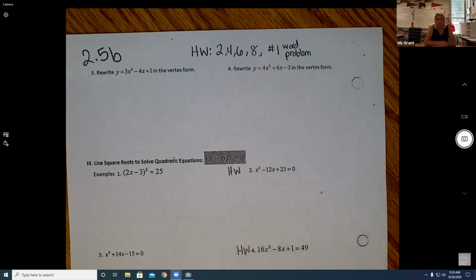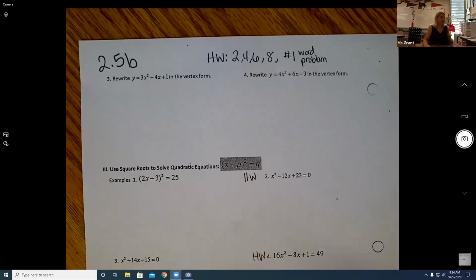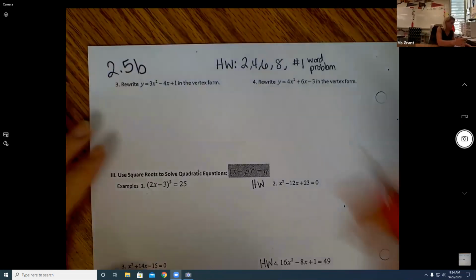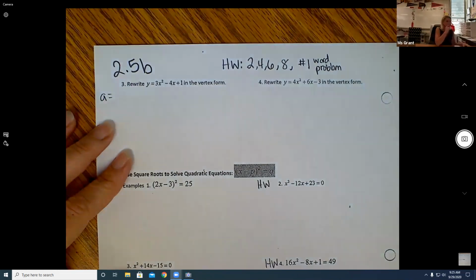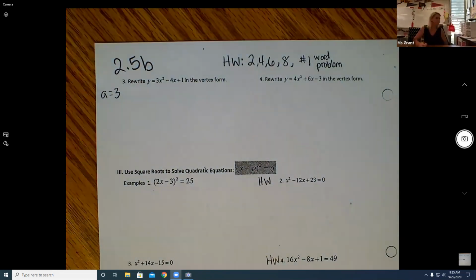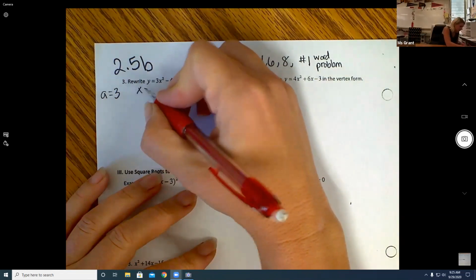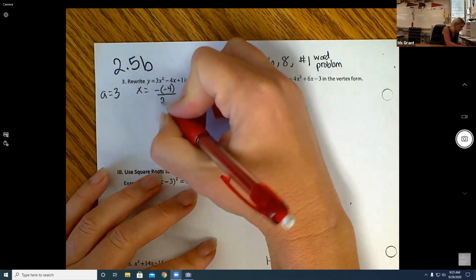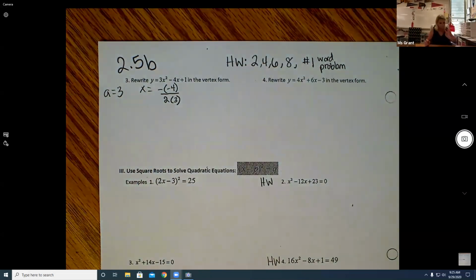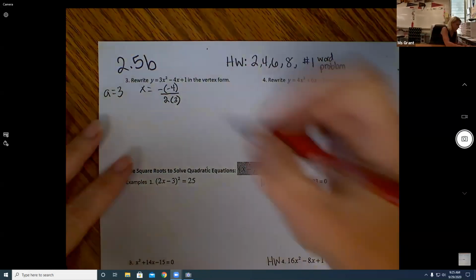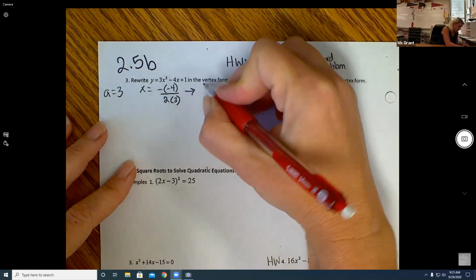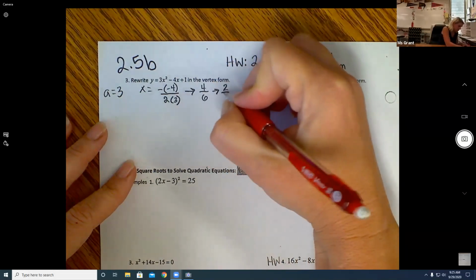Rewrite in vertex form, which means that I'm going to have to take the standard form equation and find the vertex. Vertex form requires that I know what the vertex is. So keep note on the side of your paper that the A is 3, because I'm going to need that. Vertex form, find the vertex. Negative B over 2A. Negative B over 2 times A. All right. That's 4 over 6, which is 2/3.